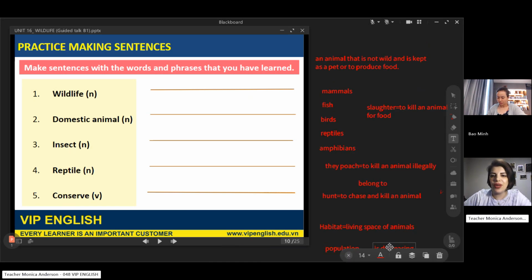Okay, now let's use these words. It's your turn again. So slaughter, hunt. Of course, you can choose one, or you don't need to use all of them. Just try to make a statement using these words.